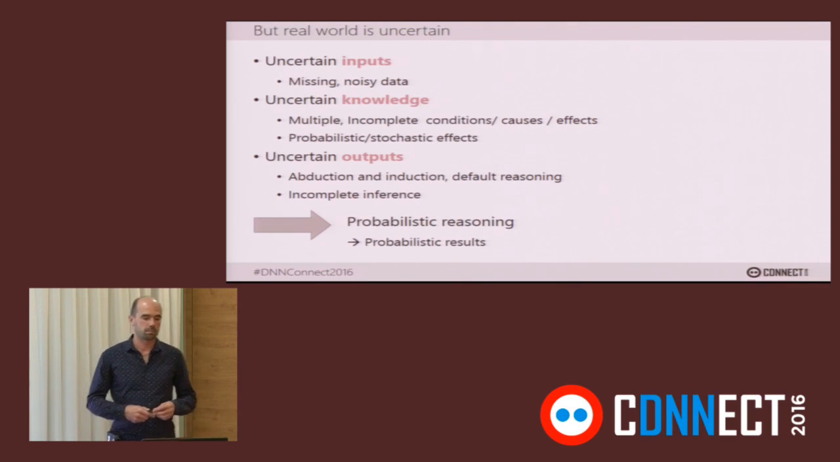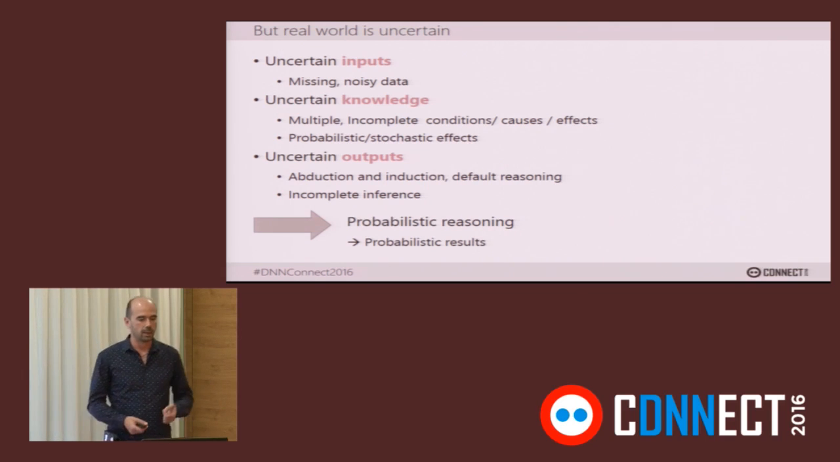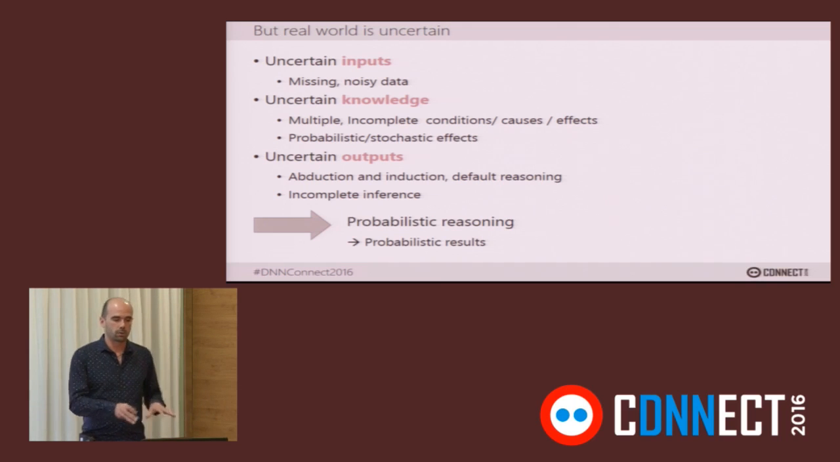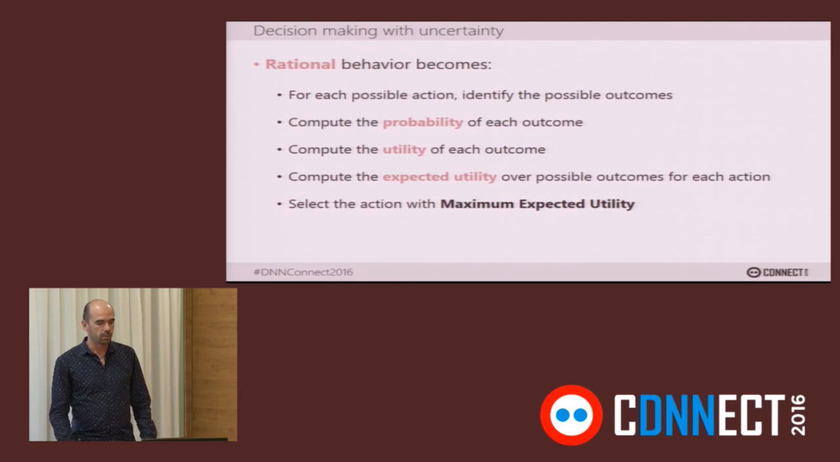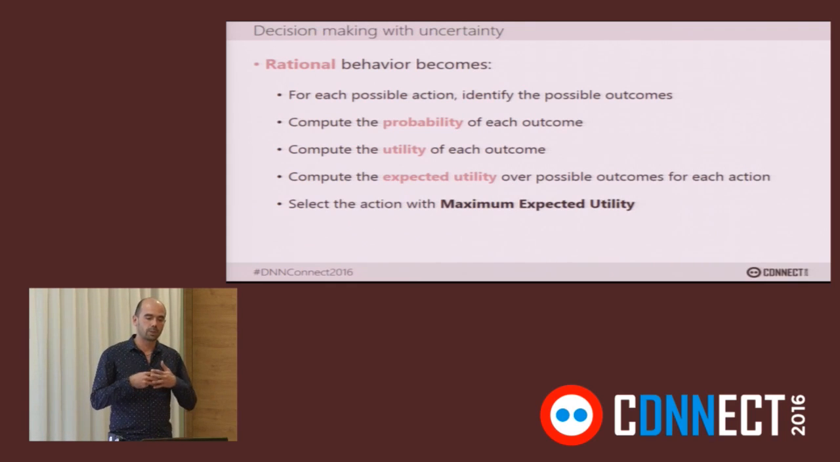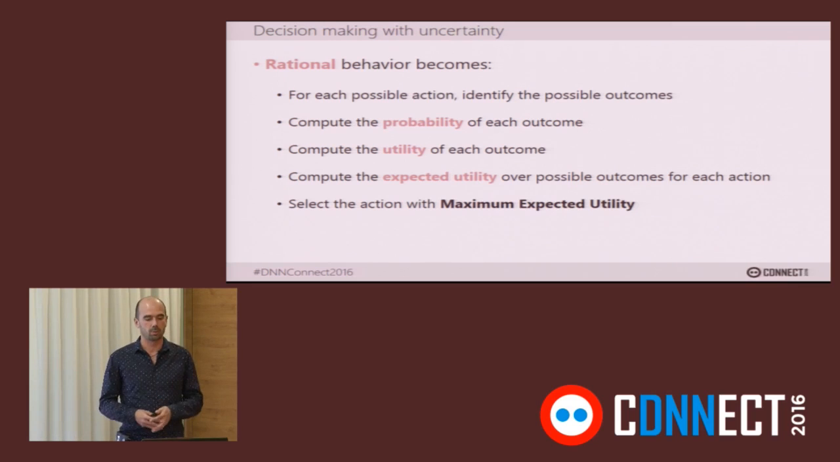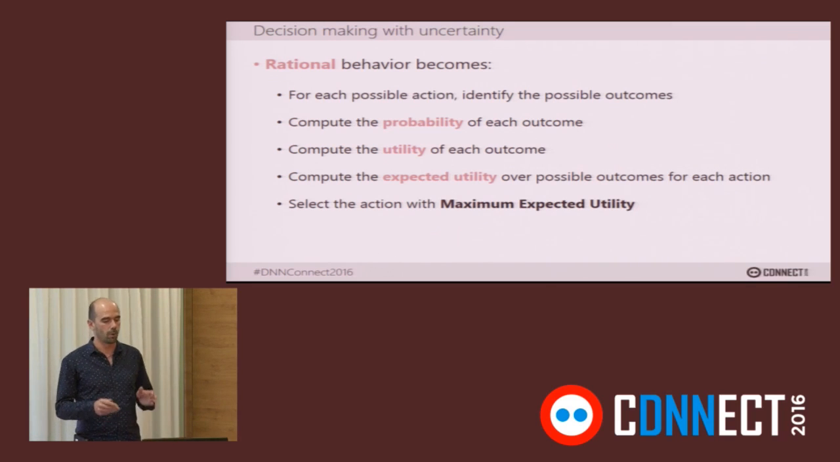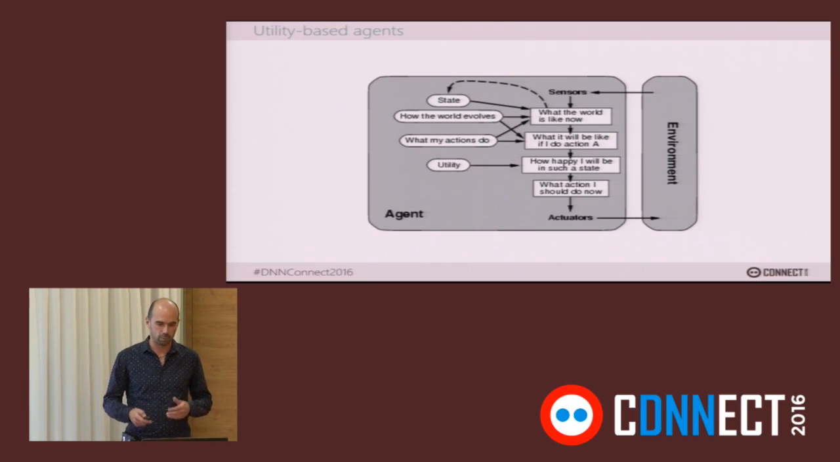But the world is uncertain. You have uncertain inputs, uncertain knowledge, uncertain outputs. The conclusion is that you want to use probabilistic reasoning, and the sub-conclusion is that from now on, you're going to have probabilistic results. These are the most useful, because all the certain stuff we talked about is usually very simple cases, and you need something more robust to uncertainty. So decision-making under uncertainty, and rational behavior, becomes: for each possible action, you identify the possible outcomes, compute the probability of each outcome, compute the utility of each outcome, and compute the weighted expected utility over possible outcomes for each action. Then you select the action with maximum weighted expected utility. That changes our goal-based agent, which becomes a utility-based agent approach.